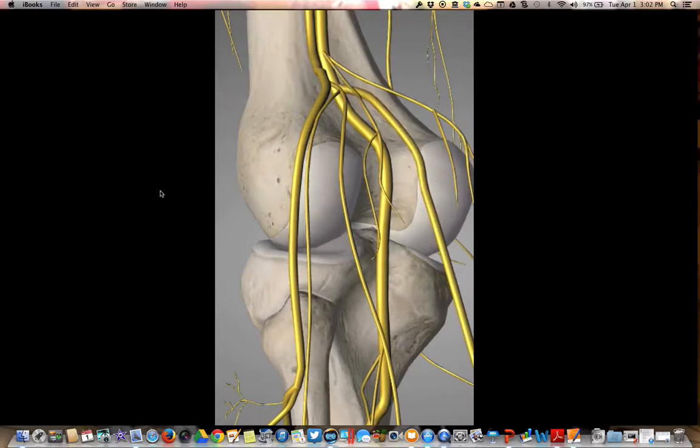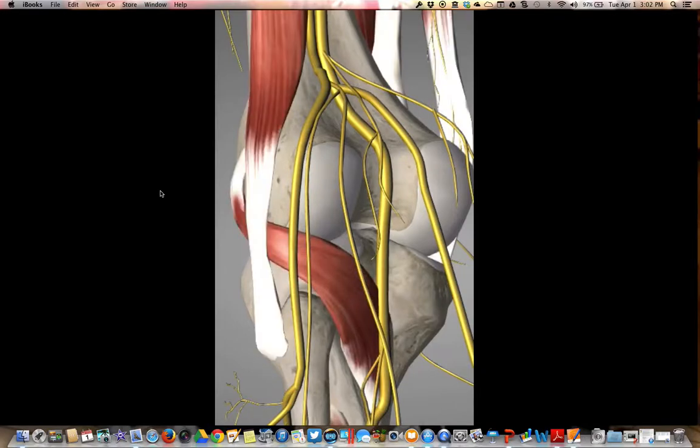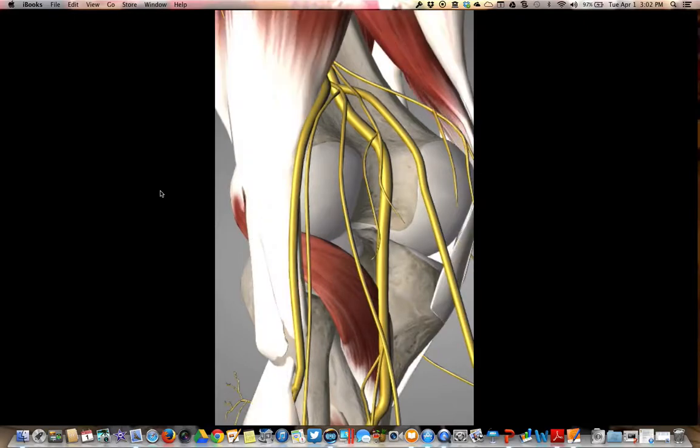We can also see how its orientation is with additional muscles as we bring in the popliteus and the short head of the biceps and the long head of the biceps, seeing how the nerve comes in and wraps around these structures as it passes the fibular head.